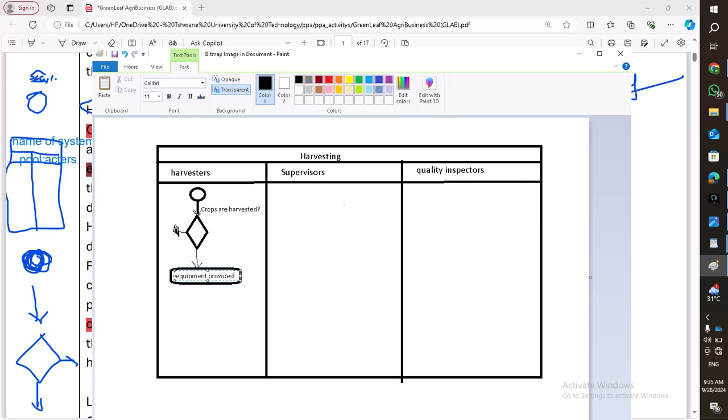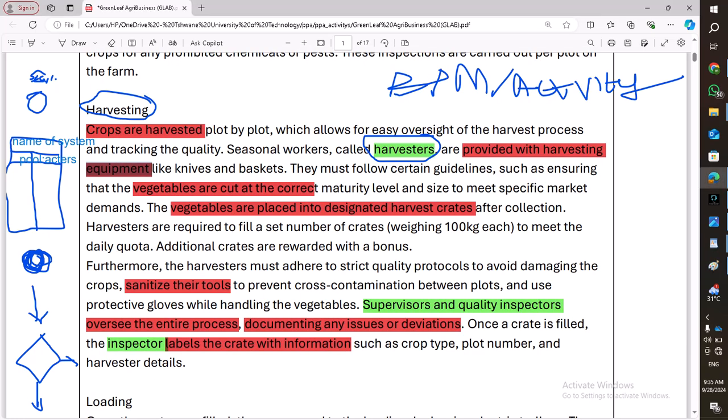Always make your activity diagram or BPM diagram a happy day. Provided equipment, or equipment provided, yes, and always make it easy, not complicated. The next step, they follow the necessary guidelines, such as ensure the vegetables are cut. Then they cut vegetables, or vegetables are cut.